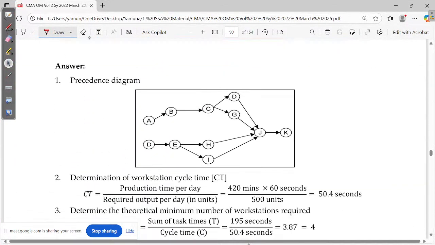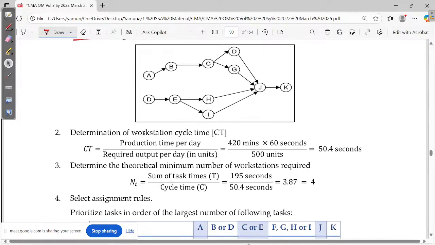So what we have done here is first we did the procedure. This is the order. First we have done the precedence diagram. Then we found the workstation cycle time, which is completely theoretical. Depending on the time I need for manufacturing one unit, it is 195 seconds, divided by 50.4, which is how long it will stand in a workstation. So how many workstations do I need? Approximately 4 workstations.